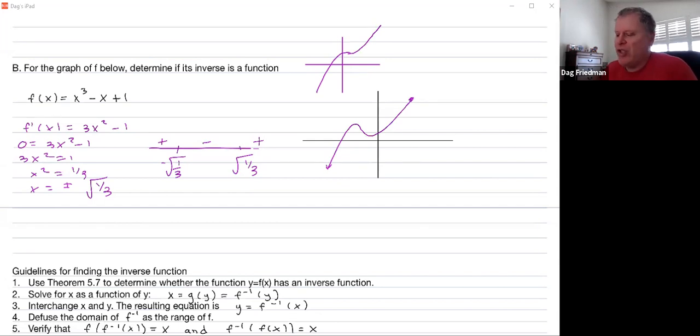Okay. Any questions on letter B? Is everybody okay that the inverse of that function is not a function? Okay, again, what we're checking to see is, is the inverse a function? And our answer in this case was no, it is not. Any follow-ups on that before we move on?